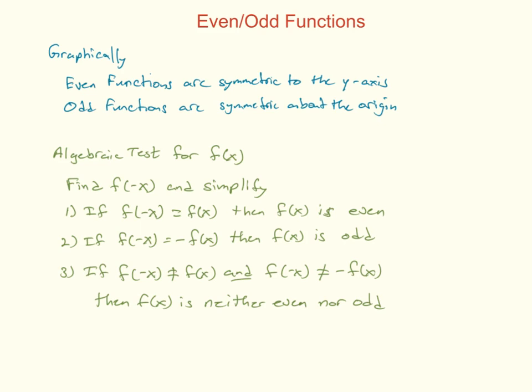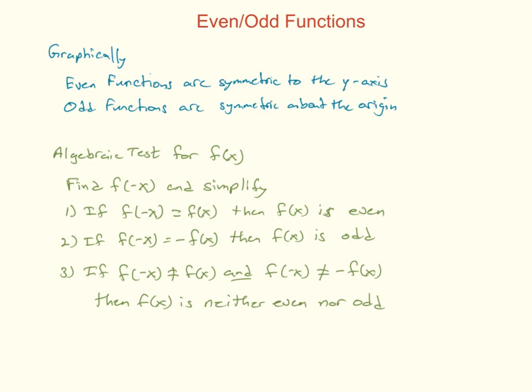In other words, if you fold that graph over the y-axis, what's to the left of the y-axis would land on top of what's to the right of the y-axis. An odd function is symmetric about the origin.